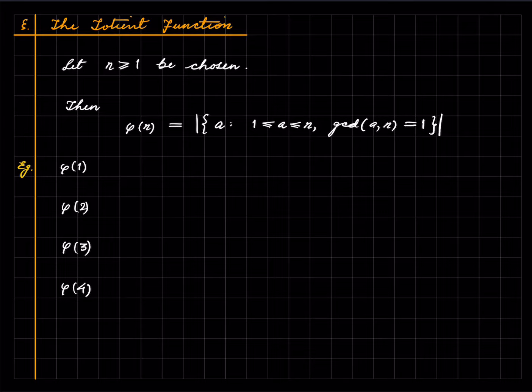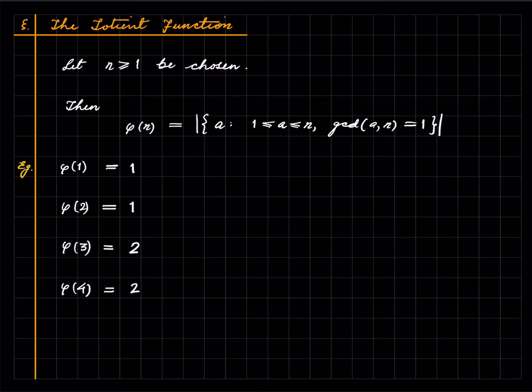So what is phi 1? Phi 1 is just 1, and I don't want to say much about that. What is phi 2? 1 is relatively prime to 2, but 2 is not relatively prime to 2, so this is also equal to 1. Phi 3 is equal to 2 because 1 and 2 are both relatively prime to 3, and of course 3 is not. Phi 4 is again 2 because 1 is relatively prime, 2 is not, 3 is, and 4 is not. So therefore phi 4 equals 2.